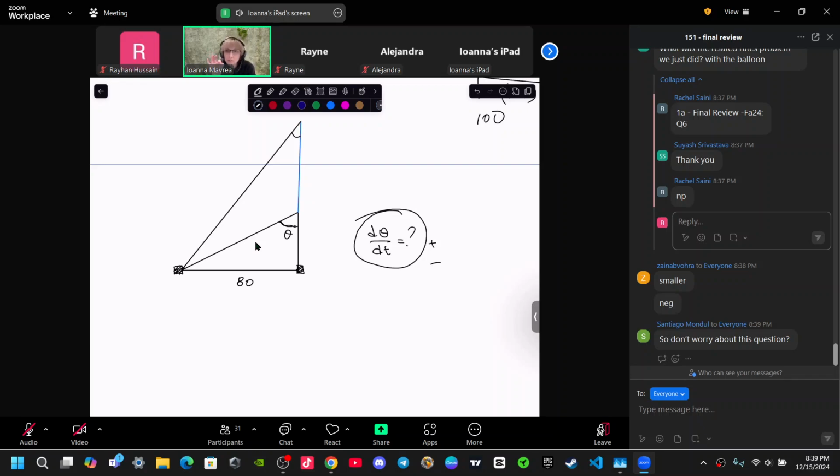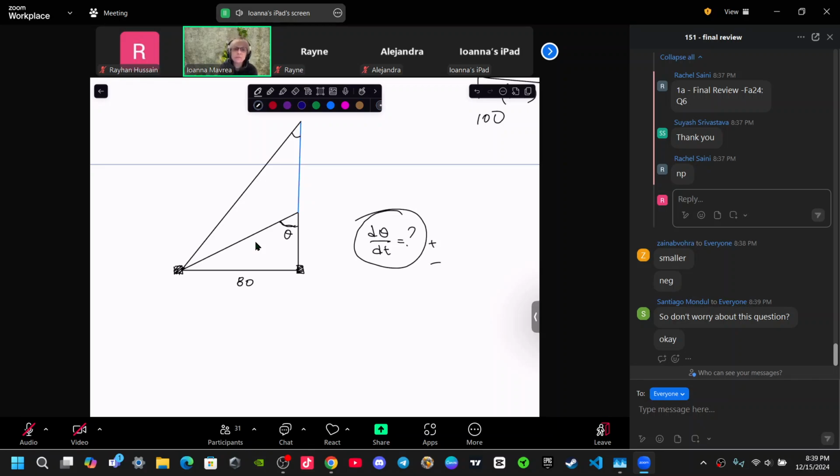Don't worry about this part of the question. This part. Yes, but do the other question that's similar to that in the handwritten notes. Do that one too.